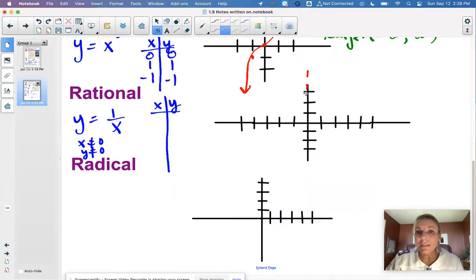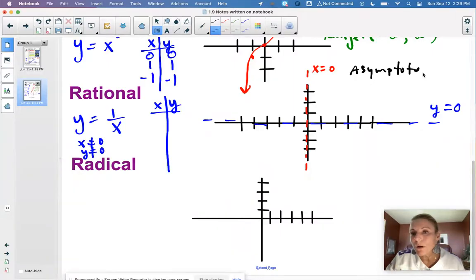A vertical asymptote, which is going to be x equals 0. That's what that is. And a horizontal asymptote, which is going to be y equals 0. These are called, I'm going to write this down, asymptotes, and we will talk more about asymptotes later.